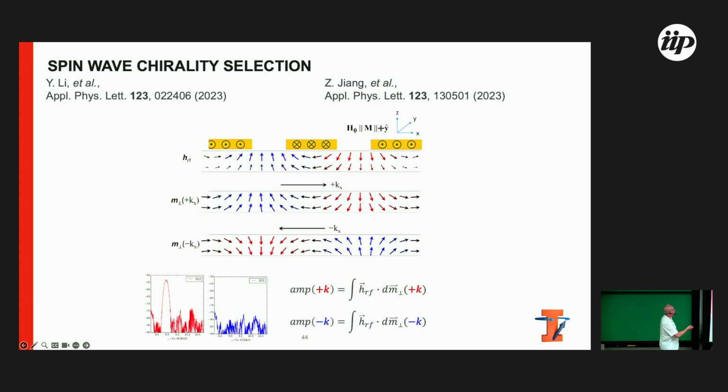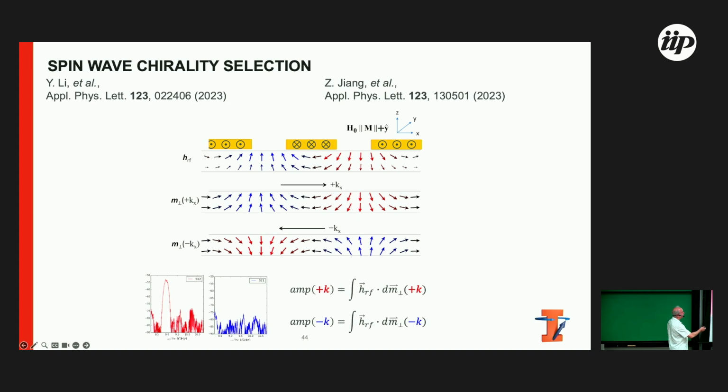And now, if you look at the transverse magnetization component of your spin wave, if it propagates to the right, it turns out that the transverse magnetization component rotates exactly the same way as this excitation field. So there's really strong coupling of this magnetic field to this magnetic mode.